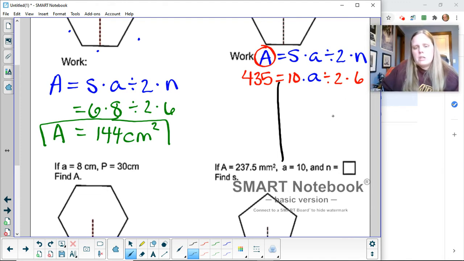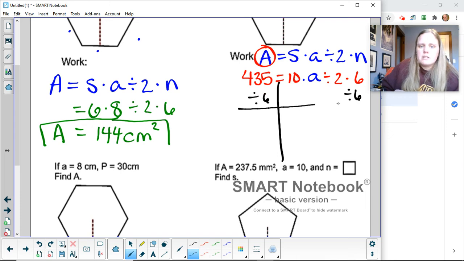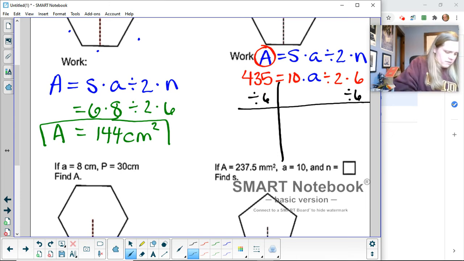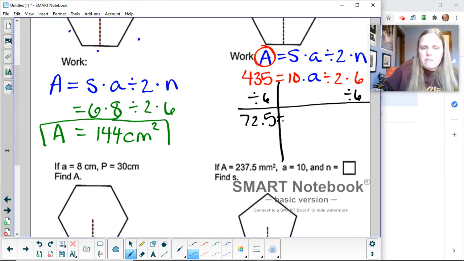I'm not that type of person. I like to do it one thing at a time. So I'm just going to start on the right, and I'm going to get rid of this times 6. Opposite of times 6 is to divide by 6. Okay, 435 divided by 6 comes out to 72.5. Still have the 10, still have the A, still have the divide by 2.